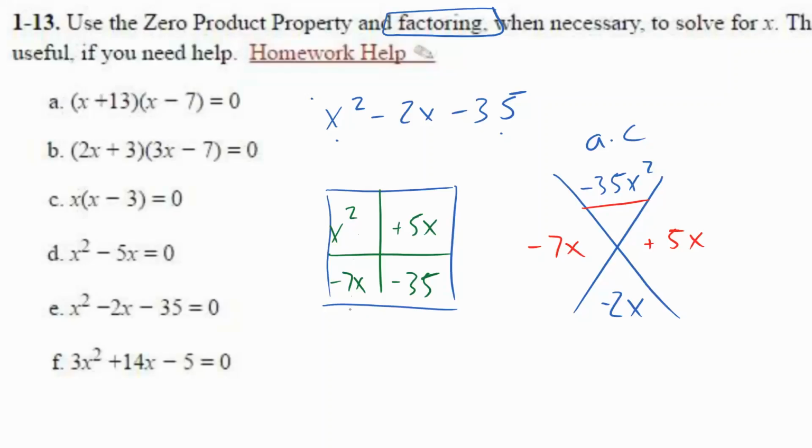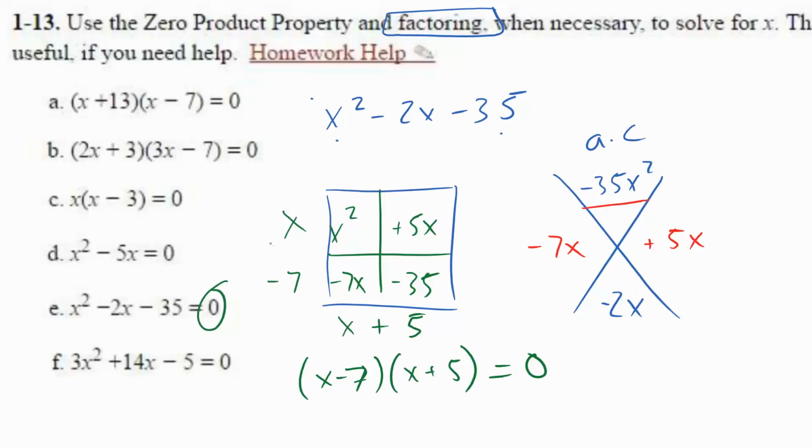So we can take an x out of here, coming this way, and then we can take a 5 out of the 5. Our greatest common factor would be 5 in the 5 and the 35. Then we can take an x out coming this way, and we could take a negative 7 out coming this way. So our factors would be x minus 7 and x plus 5. It's still equal to 0, and now it looks just like the first problems we were doing. So x minus 7 equals 0, x plus 5 equals 0. So x is going to equal 7, or x is going to equal negative 5.